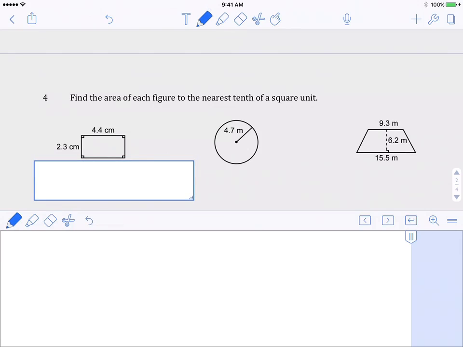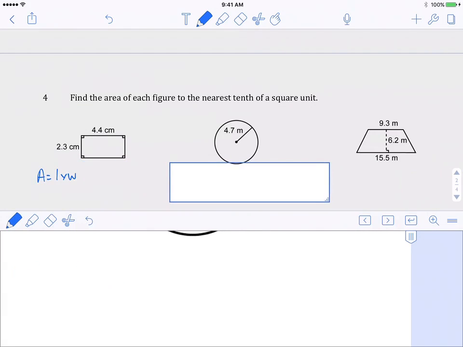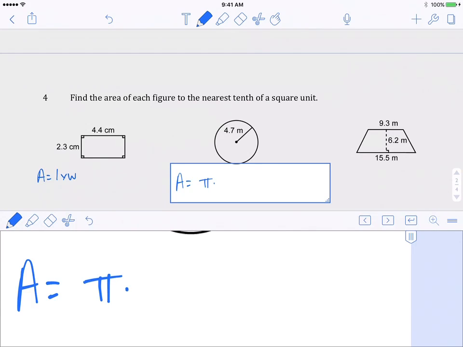So for the area here, we have area equal length times width. For the area of a circle, we have area equal pi r squared. That's the formula for area of a circle.